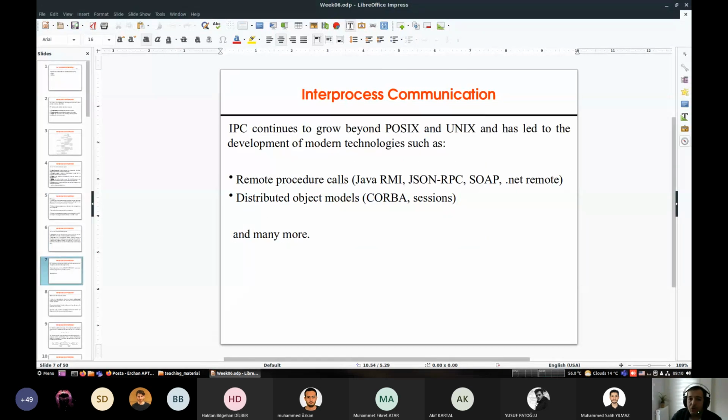Now, of course, IPC has continued to grow. It has grown beyond POSIX and Unix at the time, beyond just simple communication between process A and process B. And nowadays, there are very advanced technologies like remote procedure calls, remote method invocations. I mean, nowadays, you can even execute a method of an object running in a process at a distant machine from here and collect the output of that method from here. Now, all of this behind the scenes, behind the curtains, underneath it is still using these fundamental mechanisms.